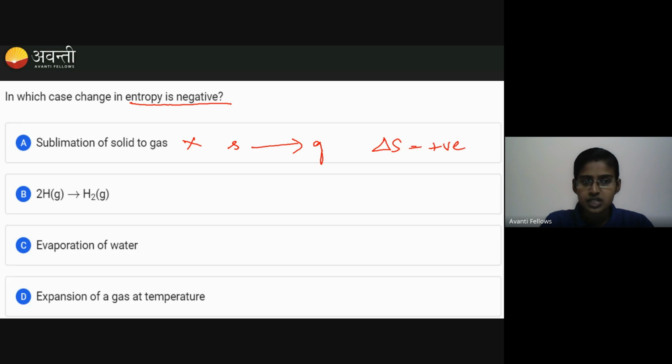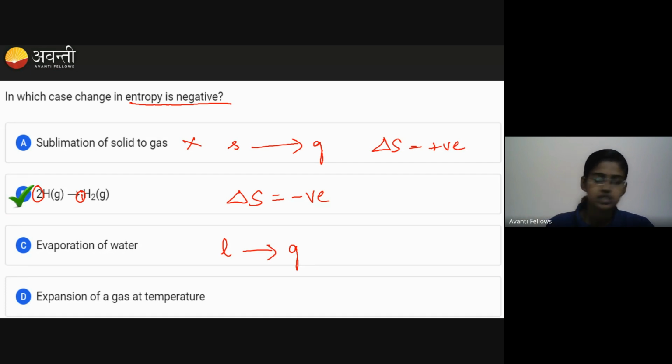And here, if you see, 2 particles are getting converted to 1. I told you, right? If the number of particles decreases, then the delta S value will also decrease. That is negative. So option B is the correct answer. Evaporation of water means water is already in liquid state, and liquid is getting converted to gaseous form. So here also it is liquid to gas. Randomness increases, entropy increases, so it should be positive.